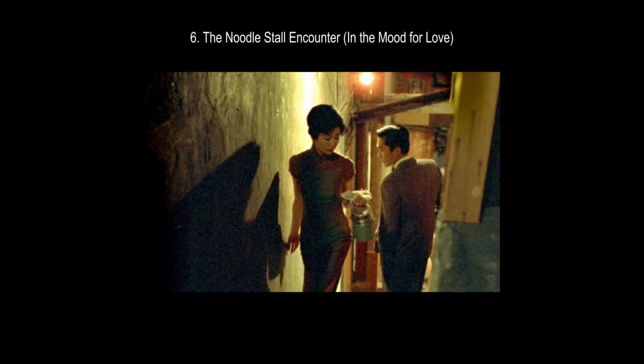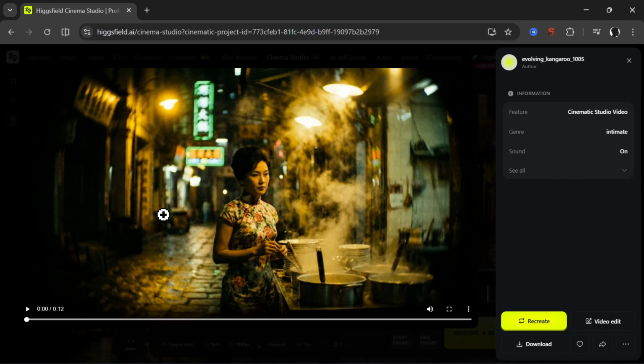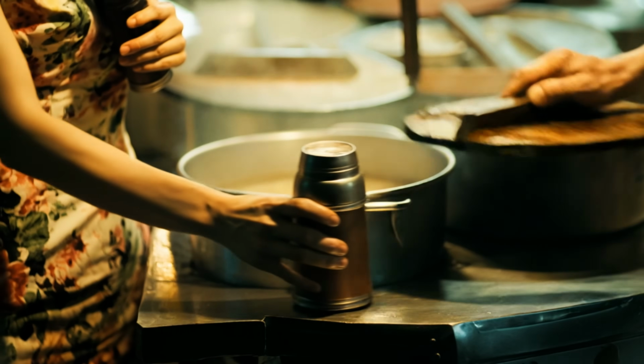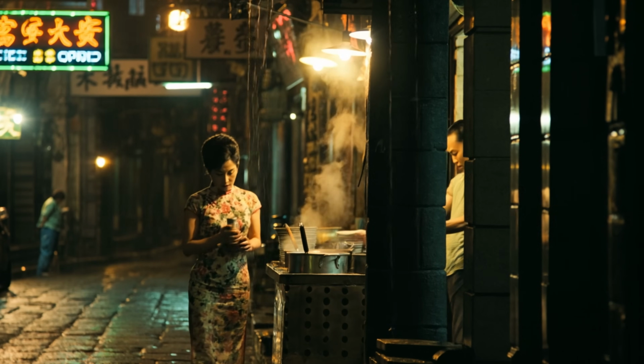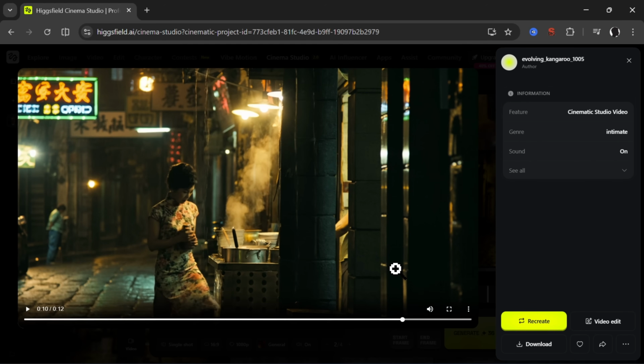So the sixth one is Wong Kar-wai, the legendary Hong Kong director, and the movie In the Mood for Love. Here we will be using classic 16mm film, Swirl Bokeh portrait, 30mm and f1.4. Genre would be intimate, speed ramp slow-mo and movement handheld. Here is our heroine Su Li-zhen, and look at the colors and the moody atmosphere in this film. Certainly it has a special mood and overall setting.